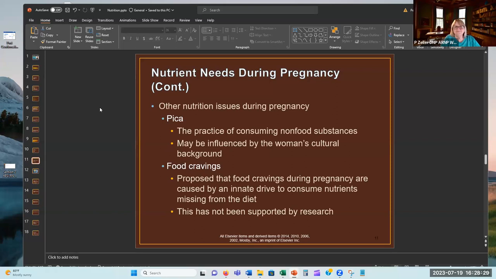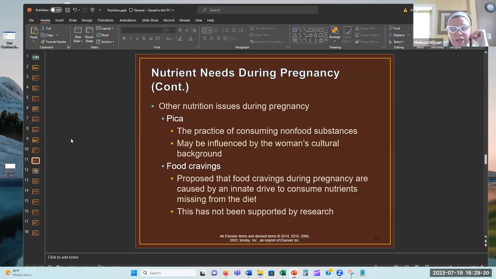Pica. Has anybody here ever been anemic so badly that they want to eat ice all the time? Yeah. So eating ice, or pica, is a sign of IDA. What's IDA? Iron deficiency anemia. So if your client says she's hungry for something that normally you wouldn't eat, like chalk or dirt, that's a sign of iron deficiency anemia.